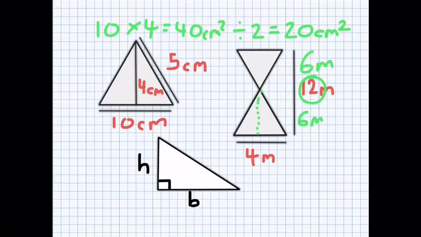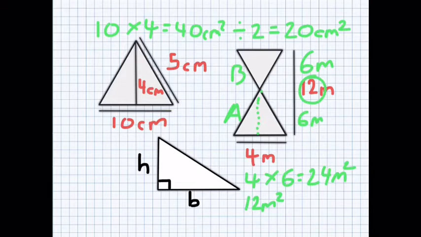So let's do base, which is 4, times height, which is 6, gives us 24 meters. We divide that by 2, which will give us 12 meters squared. Sorry, I've got to put the squared in. But we want the area for both of them, so don't forget we've got to add on the area for A onto the area B, which if they're both the same means we need 12 meters squared, add 12 meters squared, which will give us 24 meters squared.